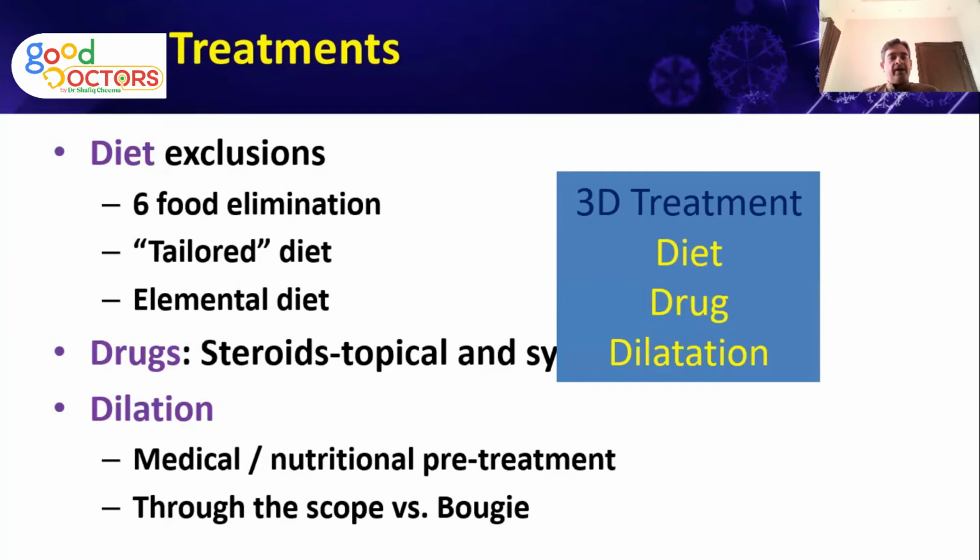What do we have in diet? Because we believe that this particular disease does have a background allergy to some constituents of the diet, people have identified a 6-food elimination diet, then there is a tailored diet, and then there is an elemental diet. We'll talk briefly about these three options of diet for these patients. Then we have options of treating these patients with drugs, which is basically steroids, which can be topical or systemic. And obviously, in cases with complications, we are going to proceed with dilatation as well.